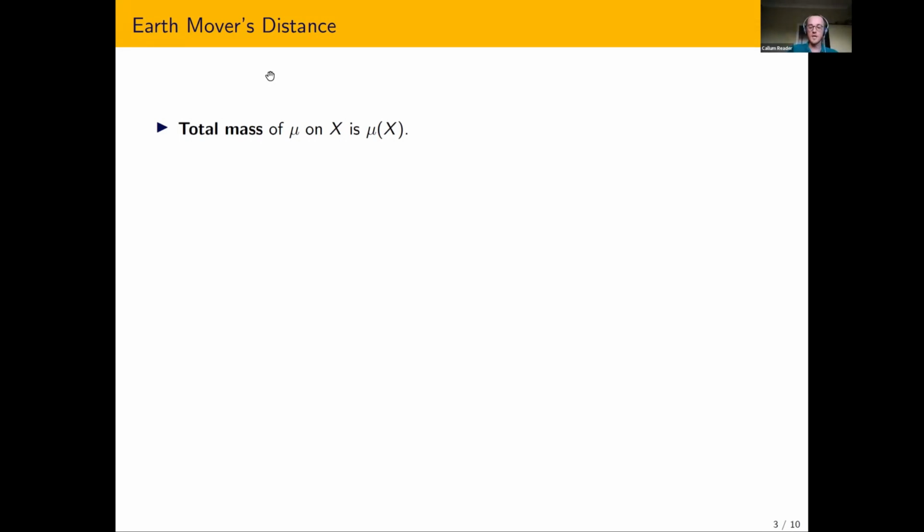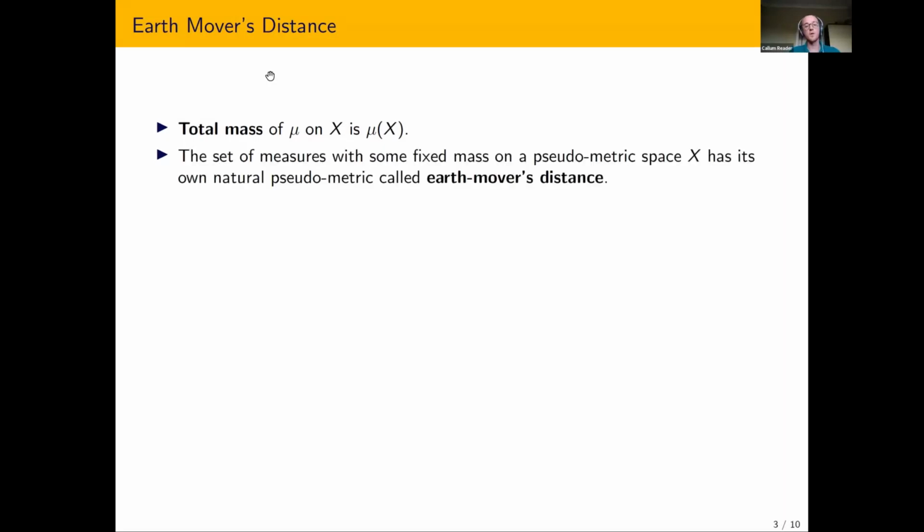And what's interesting about a metric space is that sets of measures themselves have a pseudometric structure. So if you take the set of measures on a metric space, and you insist that they all have the same total mass, so the measure's value on the whole space is the same, for example the set of probability measures, you get a pseudometric called Earth mover's distance. And the intuition behind Earth mover's distance is that it's the least amount of effort to rearrange one measure into another.